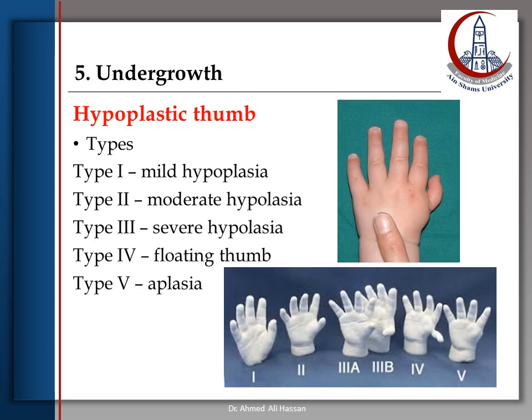The reverse is undergrowth or hypoplasia. The most affected part of the hand is the thumb, hypoplastic thumbs. The types of hypoplastic thumb vary from mild hypoplasia, as you see in the pictures, to moderate hypoplasia, severe hypoplasia, with a very small part attached to the radial part of the hand, or a floating thumb, and aplasia, which is total absence of the thumb.